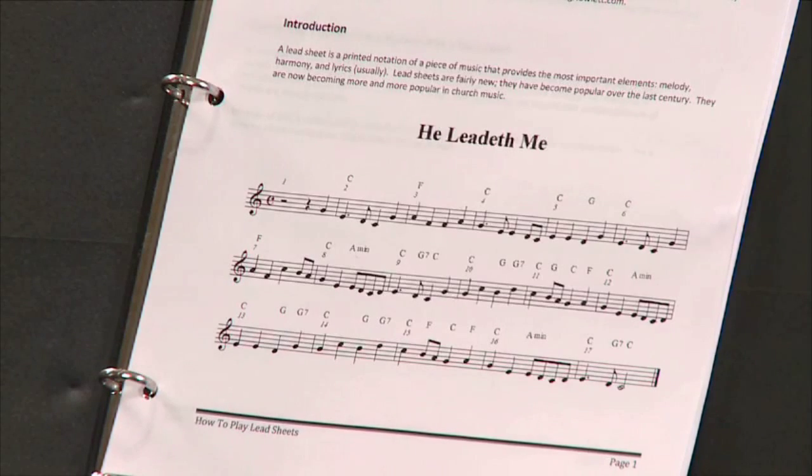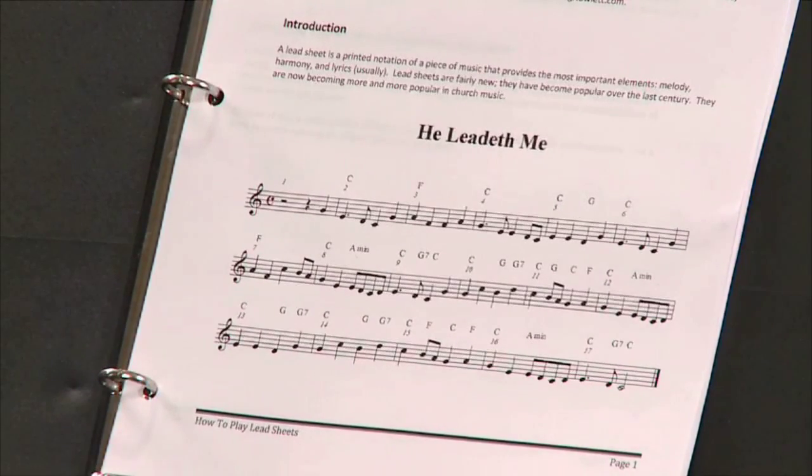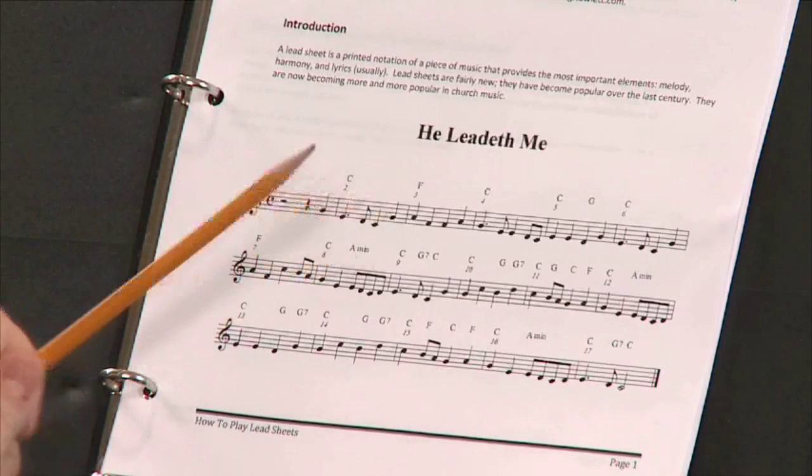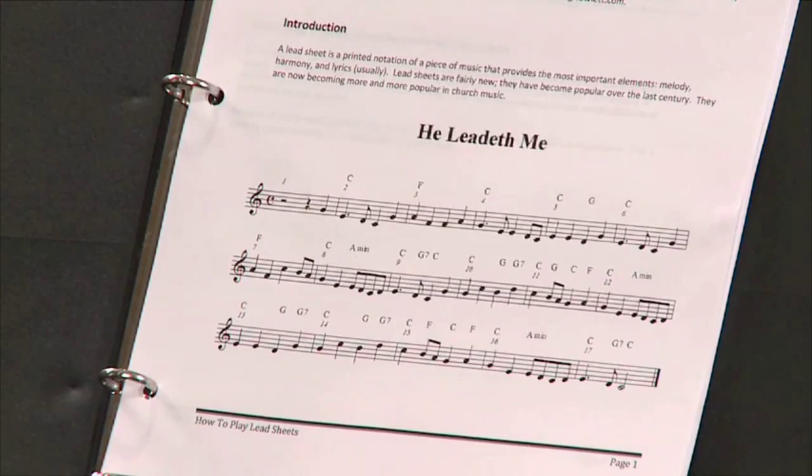Now, the deal is, once you know the melody note and you know the chord, you're on your own. You can do anything you want as long as you stay within the framework of what's given. We've given you, in this case, we tell you exactly what chord to play, and we give you the melody note. You can play it in 100 different ways. You can take this lead sheet and play.